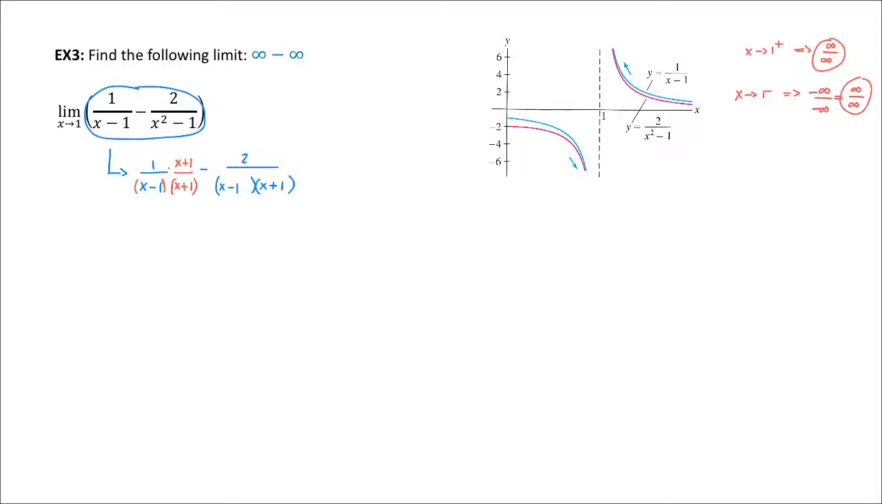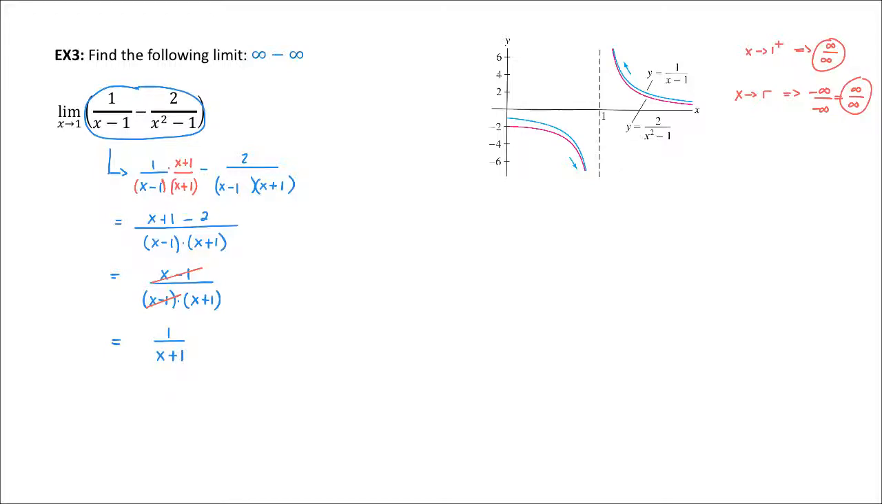So moving on, this is going to be equal to x plus 1 minus 2, all divided by x minus 1 times x plus 1, which is going to give me x minus 1 divided by x minus 1 times x plus 1. And immediately I noticed that I can cancel the x minus 1. And I'm going to have 1 over x plus 1.